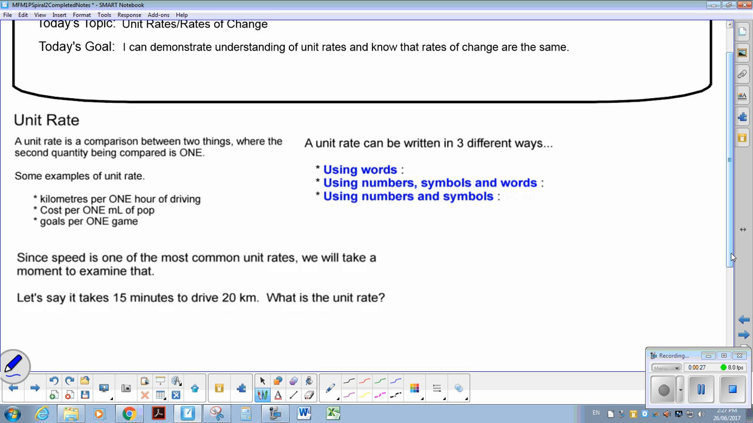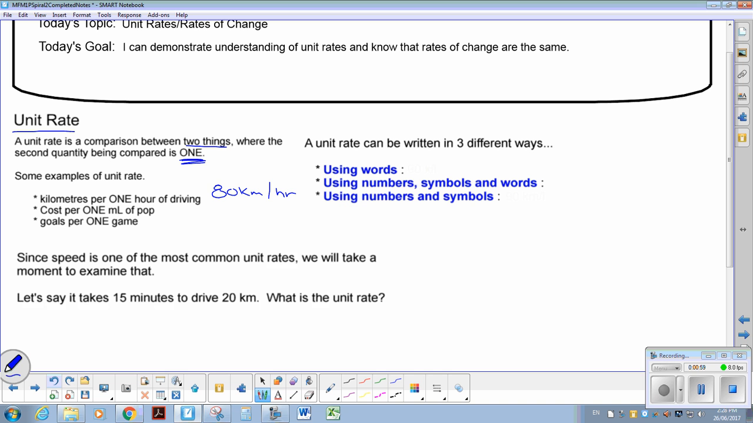A unit rate is a comparison between two things. Same as a ratio, but the difference is you're comparing it to one of the second thing. So kilometers per 1 hour. When you're driving in the car with family, an example would be 80 kilometers per hour. They don't put the 1 in on the signs. They leave it out because it's assumed. So it's 80 kilometers per hour.